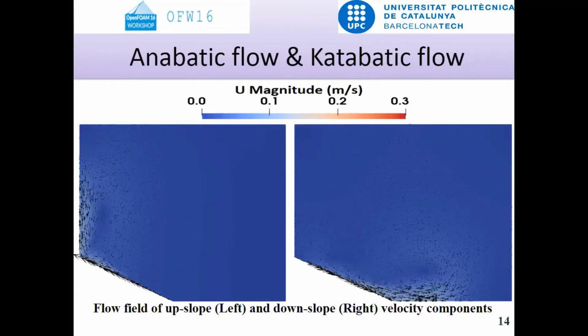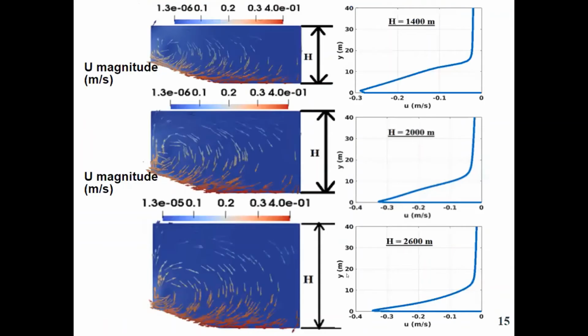This is the modeled anabatic and katabatic flow. With the boundary condition, you can see the vortex phenomena has formed near the mountain. On the top of the mountain for the anabatic, and for the katabatic flow at the foot of the mountain.